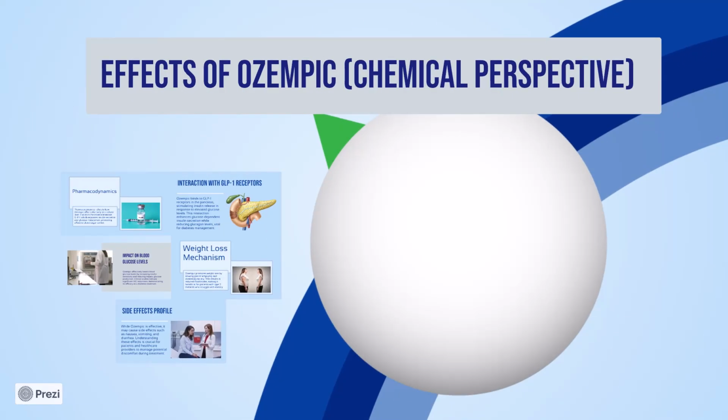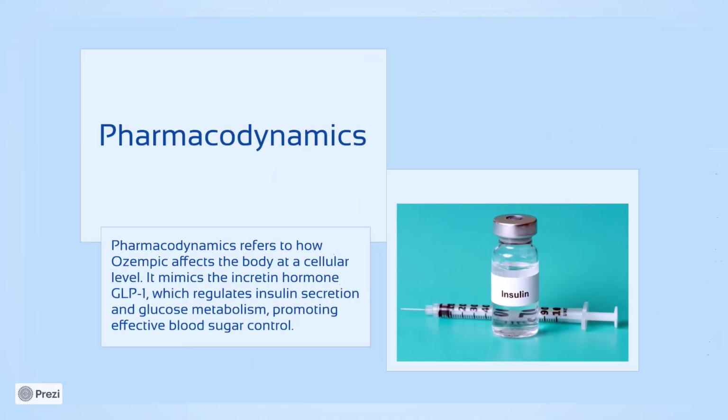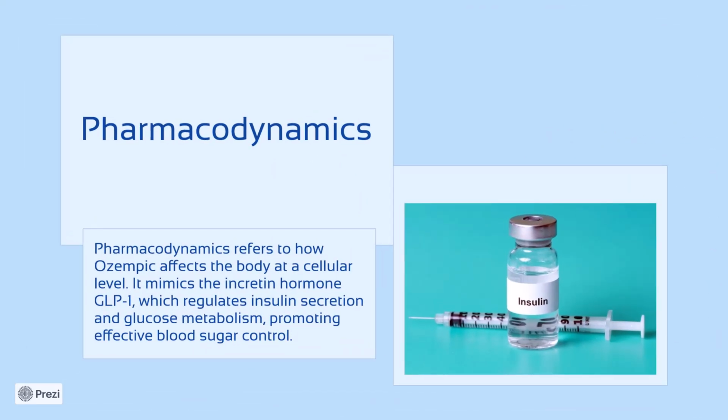Moving on to the effects of Ozempic from the chemical perspective. First, the pharmacodynamics. Pharmacodynamics refers to how Ozempic affects the body at a cellular level. It mimics the incretin hormone GLP-1, which regulates insulin secretion and glucose metabolism, promoting effective blood sugar control and balancing it really well.